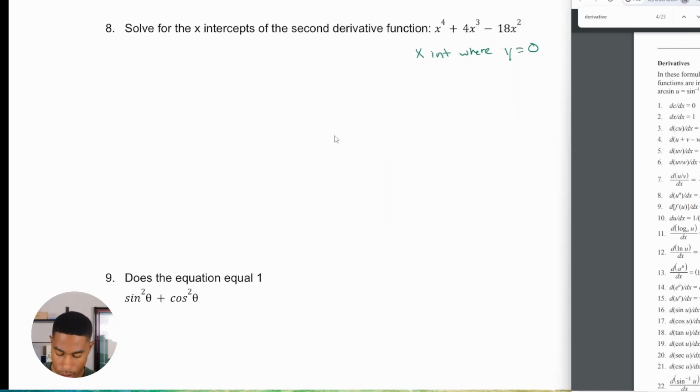So, let's do it. All right, so x to the fourth plus 4x cubed minus 18x squared. Right, so this equals y. So the first derivative is going to be y prime. So we're going to carry over the 4's. It's going to be 4x cubed.